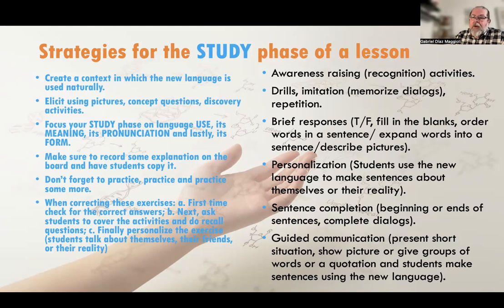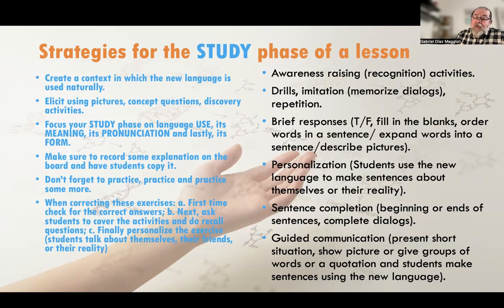Use brief responses, true or false, fill in the blanks, order the words in a sentence, expand words into a sentence, describe pictures. All these things are very controlled. You know exactly what you want them to practice. Then go to personalization. From there, go to sentence completion. You either give them the beginning or end of sentences or dialogues for them to complete.